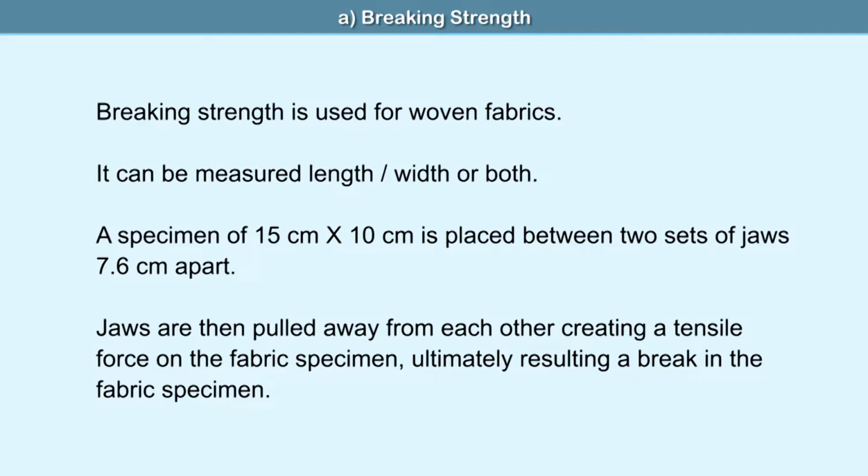Breaking strength is used for woven fabrics. It can be measured in length or width or both. A specimen of 15 cm by 10 cm is placed between two sets of jaws 7.6 cm apart. Jaws are then pulled away from each other, creating a tensile force on the fabric specimen, ultimately resulting in a break in the fabric specimen.